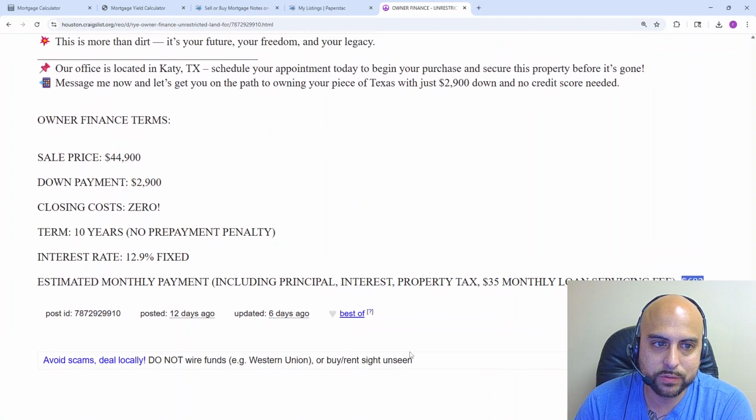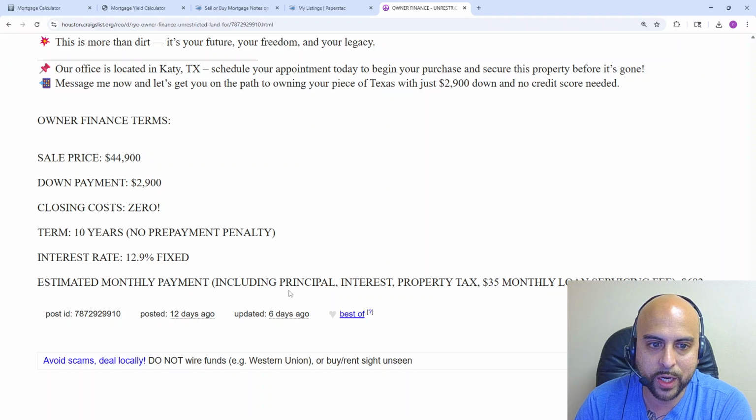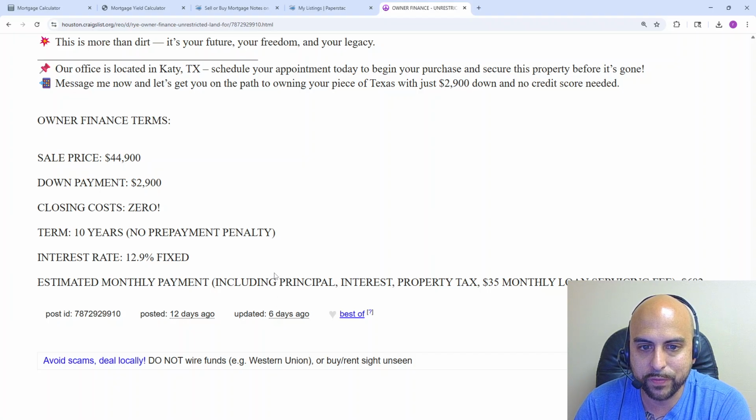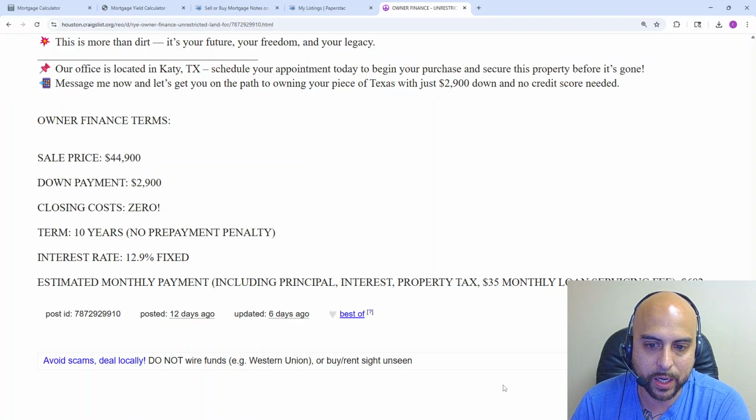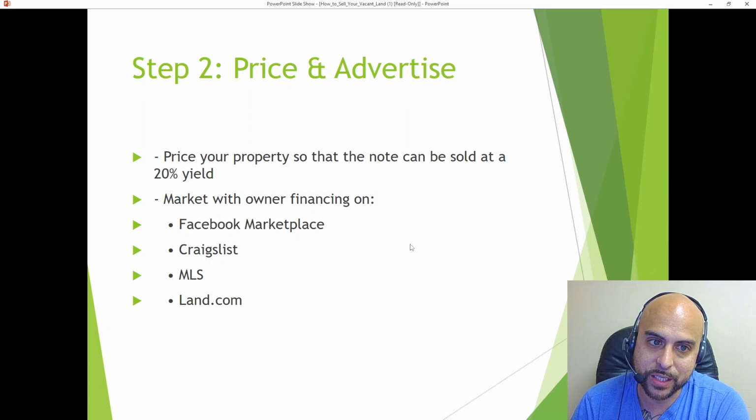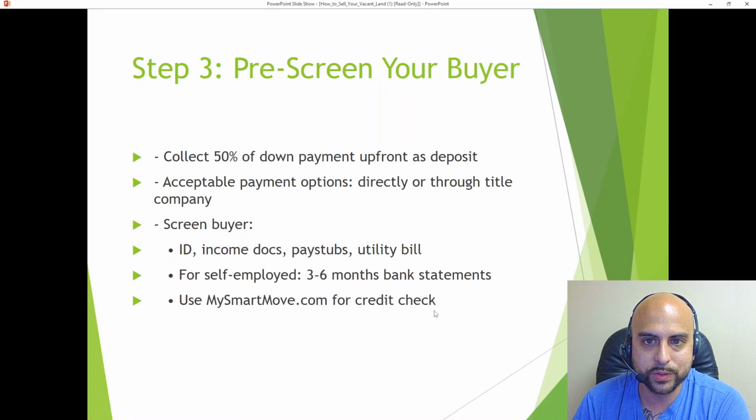So this, it's great because once you get an interested buyer, they know it immediately. They know a lot of the terms. So now it's just a matter of when they contact you, it's just a matter of steering them, right, closing them. But this is what I mean by price and advertise. So there you go. Let's go on to the next step.